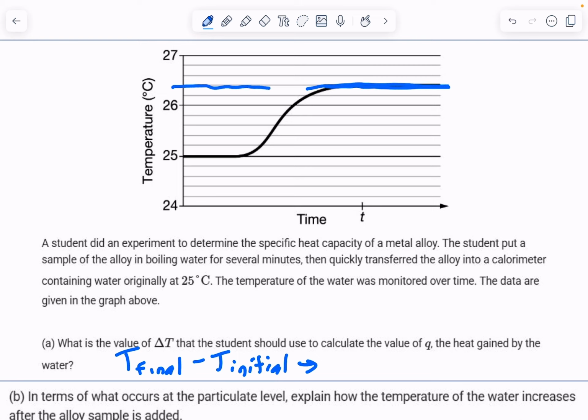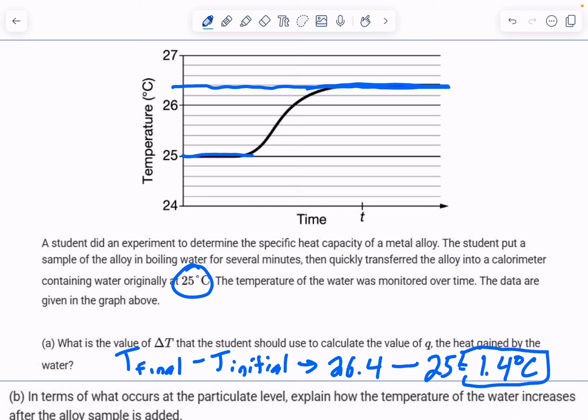This looks like 26.4 is that final temperature. And we want to subtract that from the initial temperature, which was 25 degrees Celsius, as shown in the graph and told to us right here in the question. So by subtracting those two, we get 1.4 degrees Celsius, and that is the delta T for this question. So part A is just 1.4 degrees Celsius.